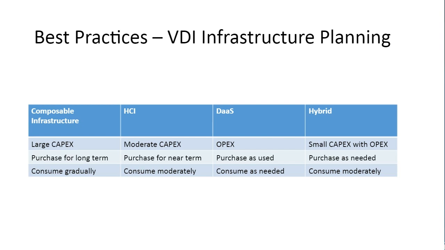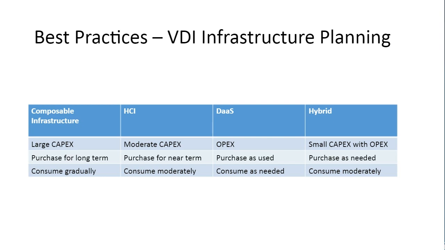HCI really has a moderate CapEx. You don't need to buy a huge storage array and a lot of servers. You just kind of purchase them as you add users. You can have a quarterly purchase cycle rather than a yearly or 3-year purchase cycle, and then you consume moderately. You might have extra capacity for another 50 users that you might consume over a quarter.